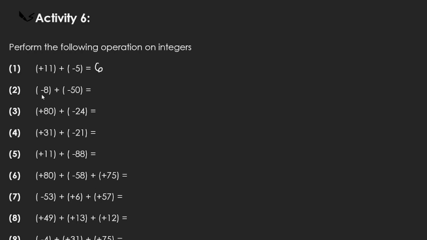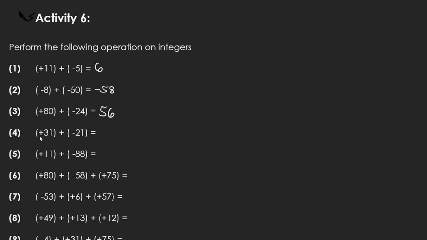Number 2, negative 8 plus negative 50. Same signs, negative plus negative would give you negative. 8 plus 50 is 58. Number 3, positive 80 plus negative 24. Different signs, 80 is the higher number. We will use positive for our sum. The difference of 80 and 24 is 56.